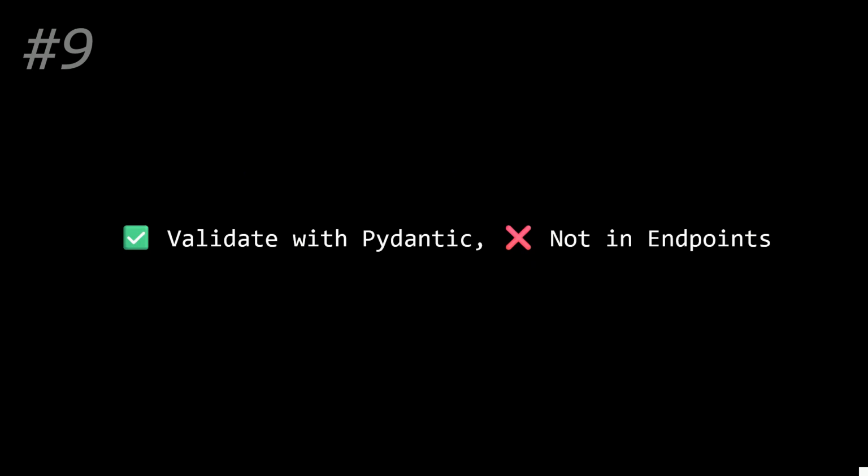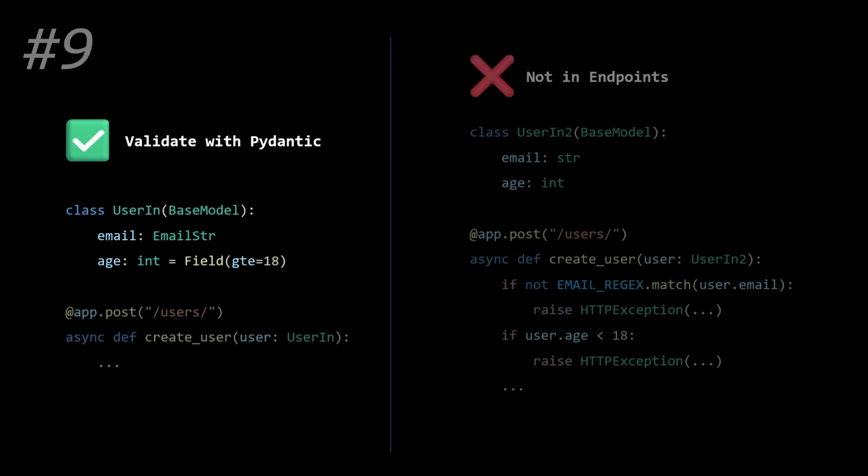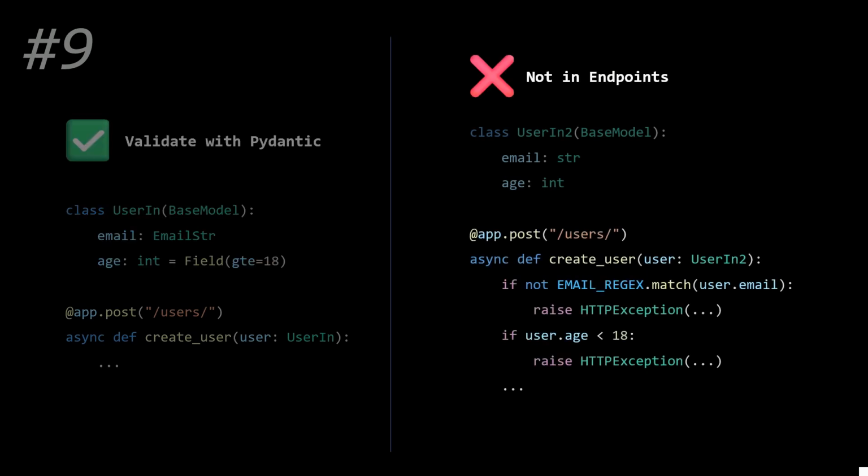Number 9, validate with Pydantic and not your code. Push as much validation and structure definition as possible into your Pydantic model. That's what they are built for. Don't scatter validation across your route function with if statements and manual checks. It might seem easier at first, but it quickly turns into a mess.